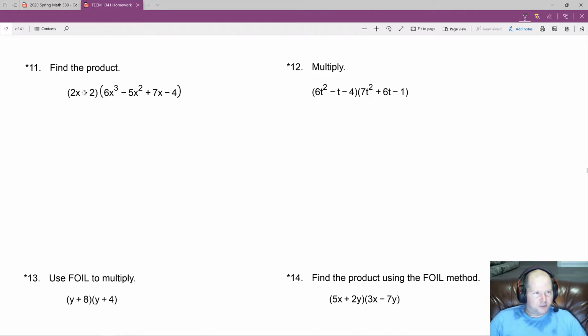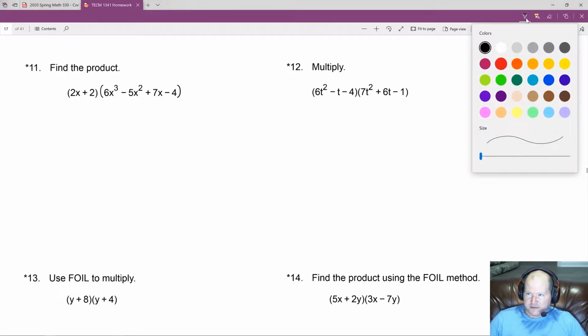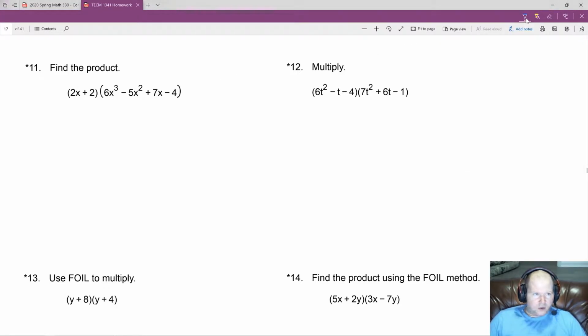Alright, so we're going to find the product of 2x plus 2 times 6x cubed minus 5x squared plus 7x minus 4. Same concept as before, but now we're going to extend it further. So we are going to multiply this 2x, the first term within the first set of parentheses, by all 4 terms within the second set of parentheses.